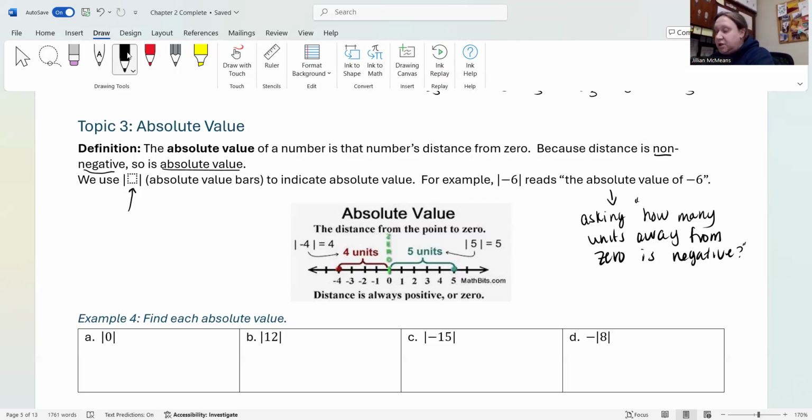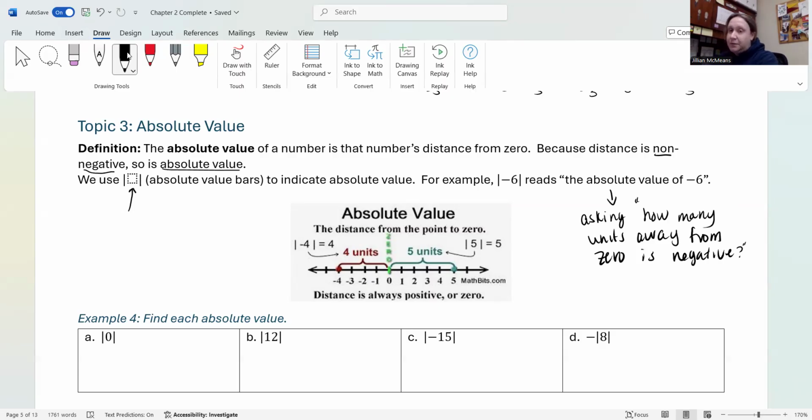Now we have this little image here, so we have absolute value, and it states very clearly this is just a distance from zero. They have two examples on this number line. So make note of where zero is. Zero is really, really important. Then we have, okay, what's the absolute value of -4? Well, -4 is 4 units away from zero. It happens to be to the left, but the fact that it's to the left doesn't really matter to us. We want to know how far it is from zero. It's 4 units away.